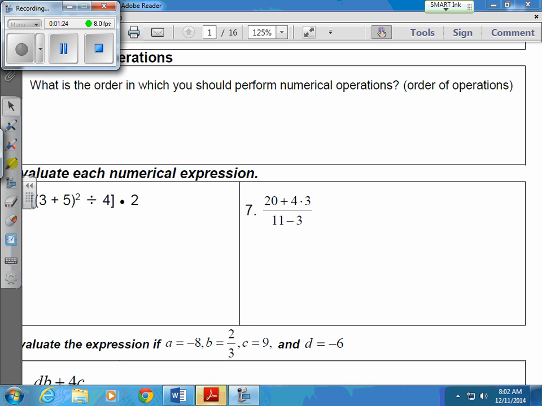What? In numerical order. Oh my gosh, no. Numerical operations. Order of operations. What's your order of operations? Yes. What does the P stand for?